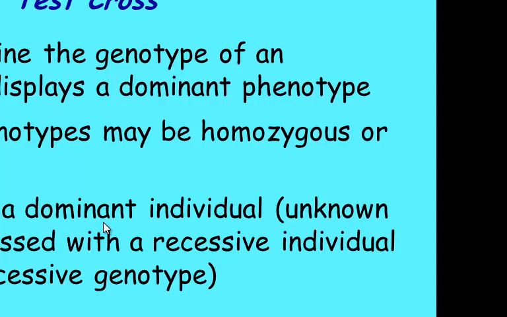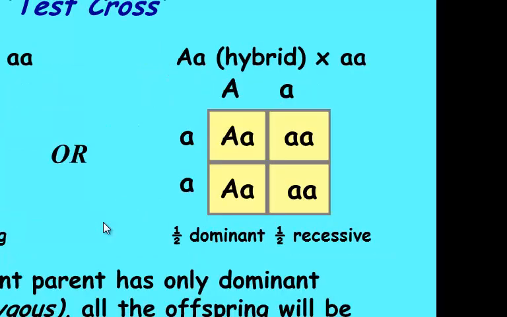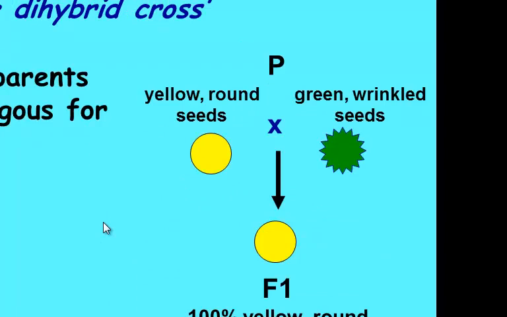A test cross, real quick, is one of those things that we can do to determine if a dominant individual is homozygous or heterozygous. So if you have someone with a dominant trait, you cross them with someone with a recessive trait. The offspring that they have cannot be recessive unless the individual with the dominant trait was heterozygous. And so that's referred to as a test cross, and here's a neat picture of a test cross.